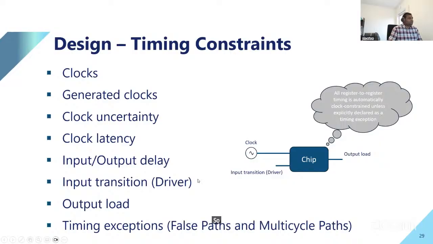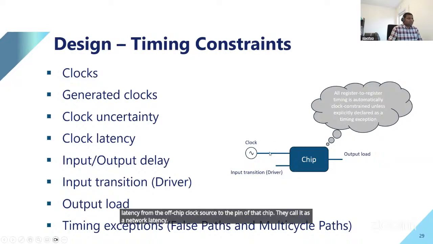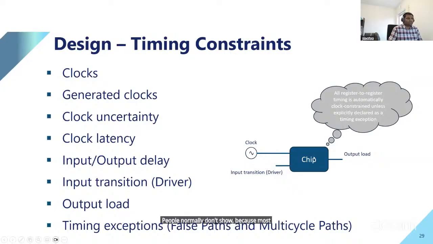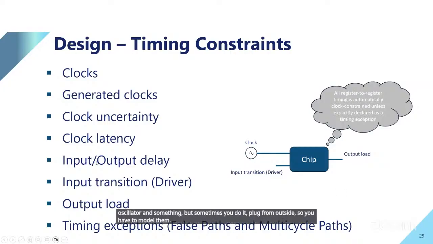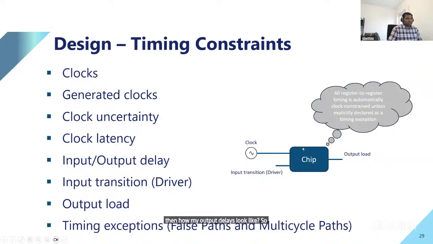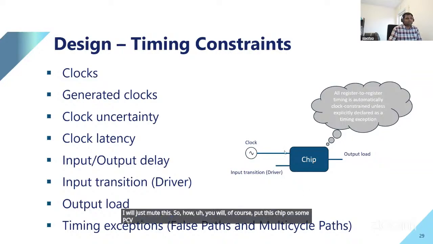There are actually two parts of latency. Some want to model the latency from the off-chip clock source to the pin of the chip. They call it network latency. People normally don't show it because most of the time the clock generator is sitting inside the chip as well. It could be a PLL along with an oscillator, but sometimes you do get the clock from outside, so you have to model it. Then how do my output delays look? I will just mute this. Of course, you will put this chip on some PCB in future when you get the chip.